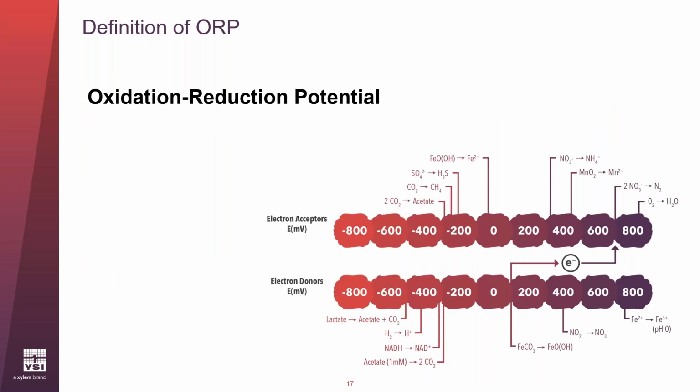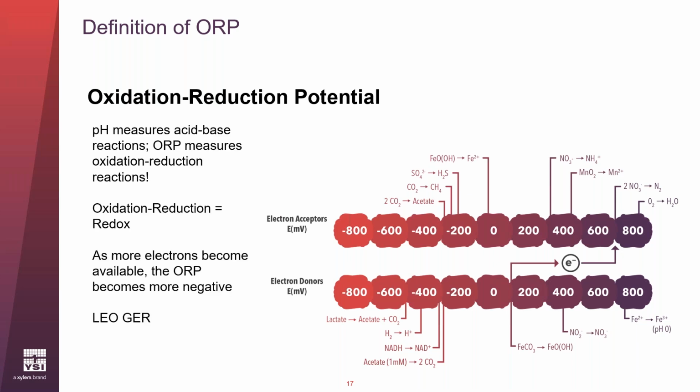So let's compare what we just learned to ORP. While pH measures acid-base reactions, ORP measures oxidation-reduction reactions. I may interchangeably say redox with oxidation-reduction, but that is the same thing. As more electrons become available, the ORP becomes more negative. To be clear, there are no free electrons in solution, so we're really just talking about the chemical species that will either accept or donate electrons. What you see here is a version of a redox tower that shows several chemical species and their effect on the ORP readings.